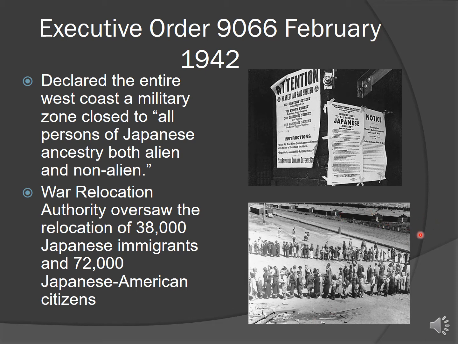You see them in the background. And the way that it would work is the War Relocation Authority, who is the agency that oversaw this relocation to the internment camps, they would post these announcements, or sometimes they would go door to door and tell people of Japanese ancestry that they were required on a certain date and a time to report to an area where they were going to be taken to a camp.